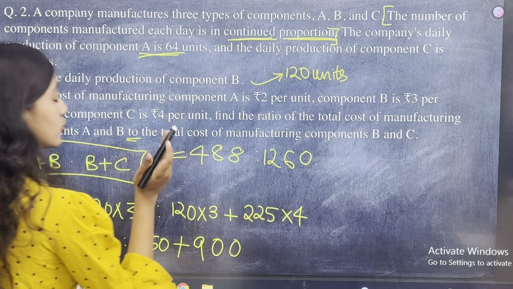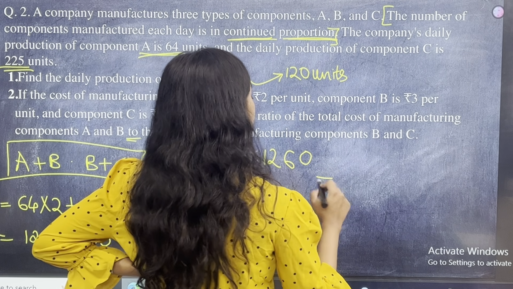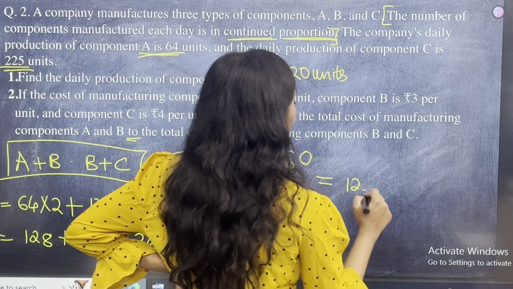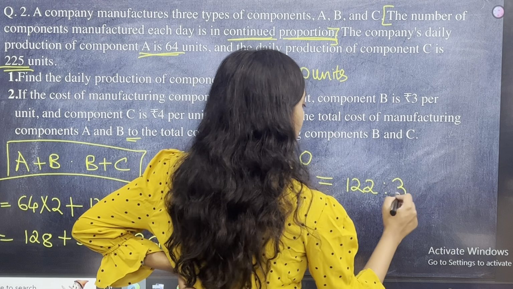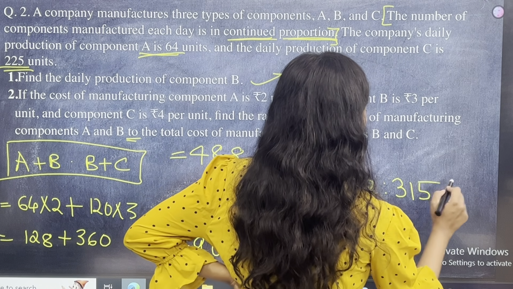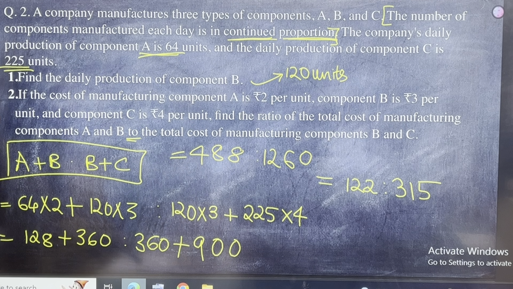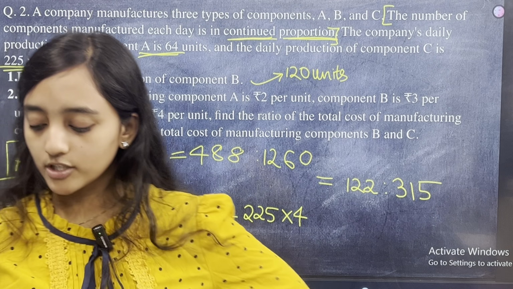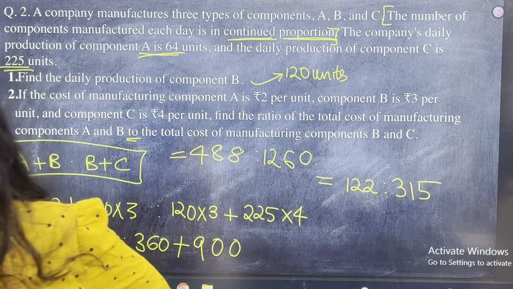Which we will try to reduce to its simplest form, so I'm trying to divide by 4. So it is 122, 4 3s are 12, 4 1s are 4, 5 4s are 20, 4 5s are 20. Can we reduce this further? It does not work with 2, with 3, 2 plus 2 4 5? No, it does not work. We can leave it just as 122 is to 315.